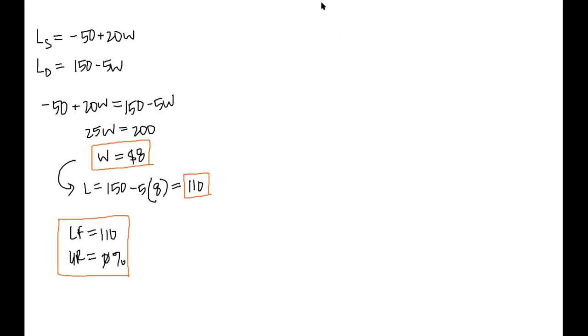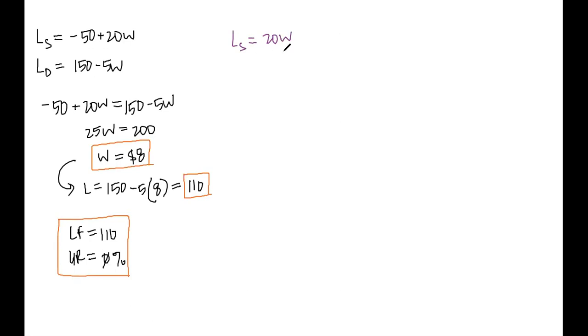So then it says, after a national story about the quality of life in Highville, the migration leads to an increase in the labor supply curve. The new aggregate labor supply curve is LS equals 20W. Calculate the new equilibrium wage.